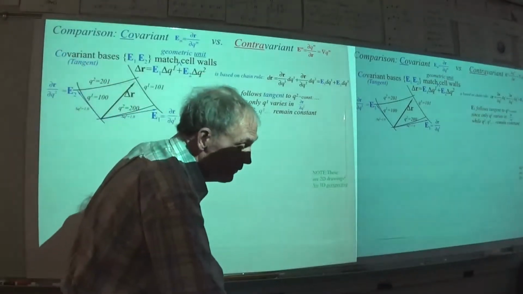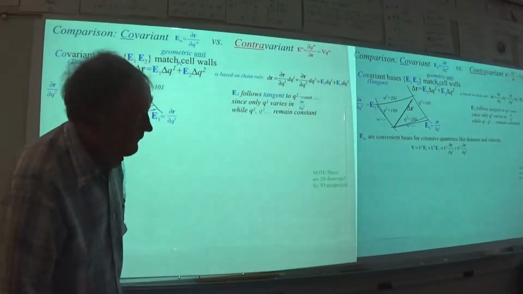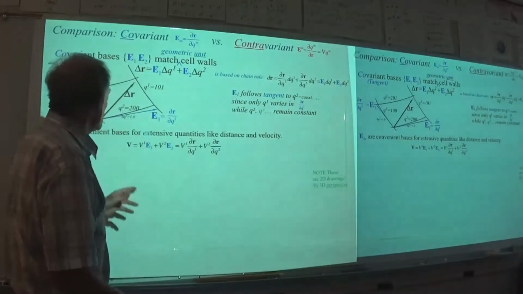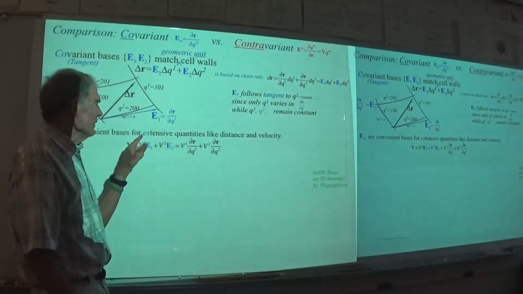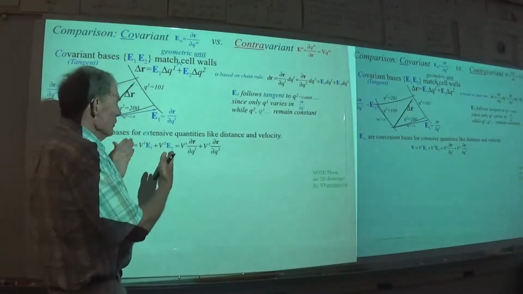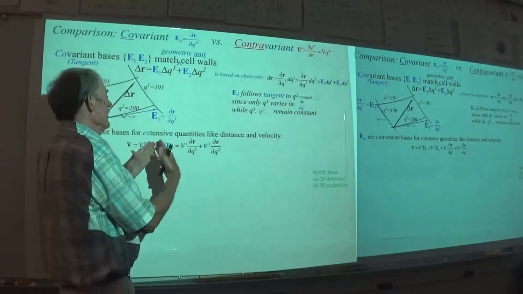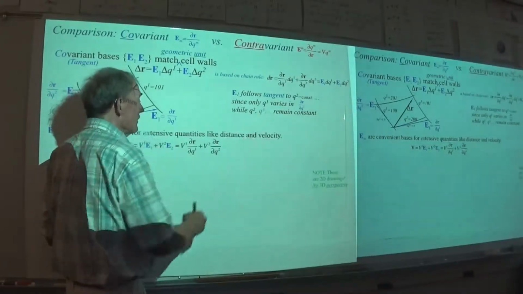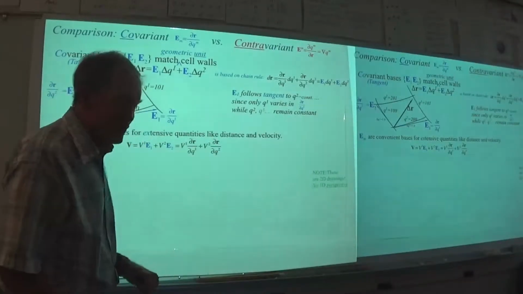Okay, let's go to the next guy here. The next line here says, I make a point for physics that these covariant quantities are best used to measure extensive quantities, that is distance, but also velocity, which you could quibble about whether that's extensive or intensive.